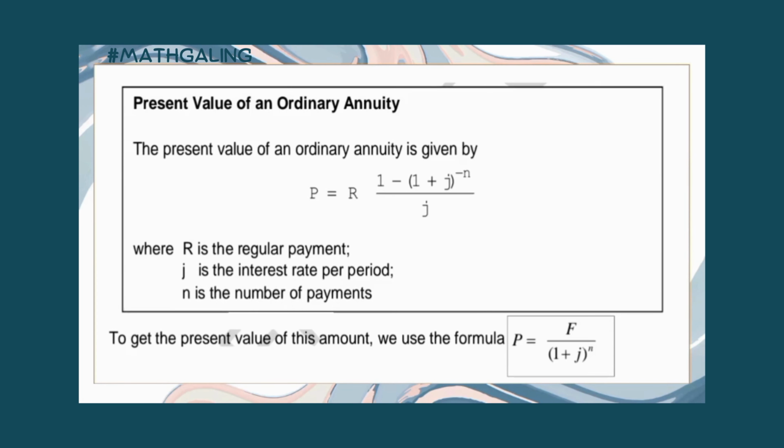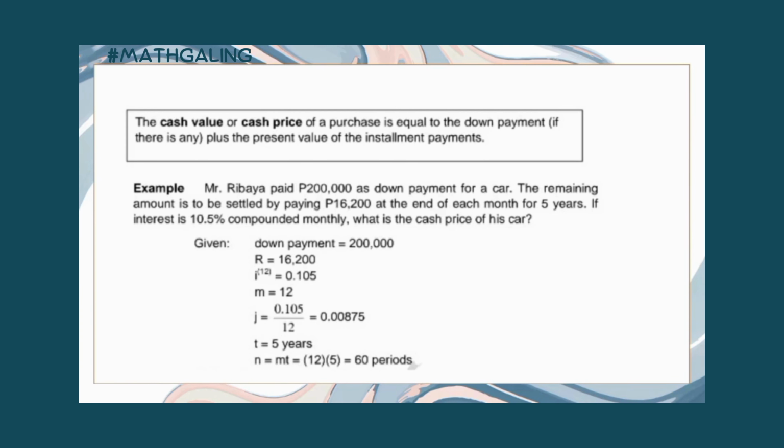So now let's proceed to the present value of an ordinary annuity, which is given by present value equals R times the quantity 1 minus (1 plus i) raised to negative n, all over i, where R is the regular payment, i is the interest rate per period, and n is the number of payments. To get the present value of this amount, we use the formula P equals F over (1 plus i) raised to n. So now we have a problem here.